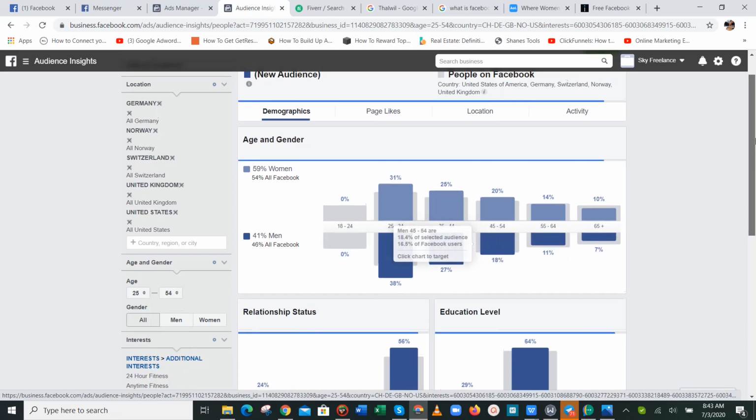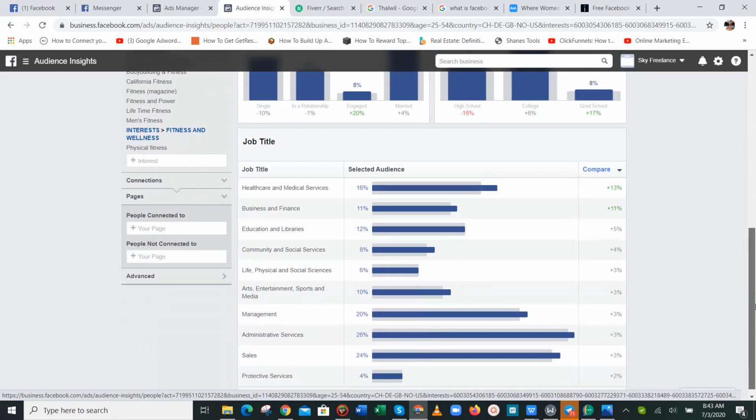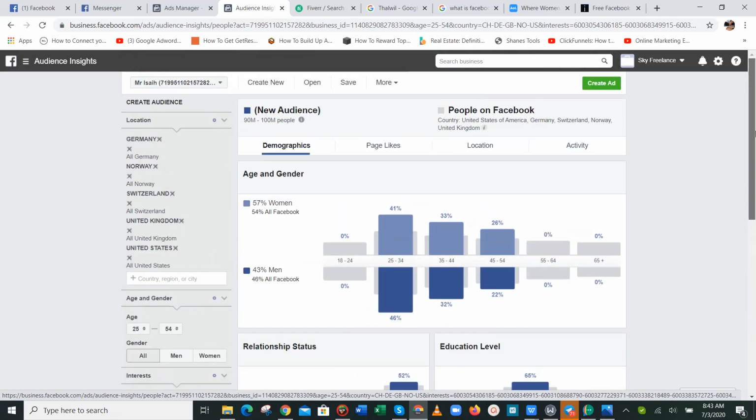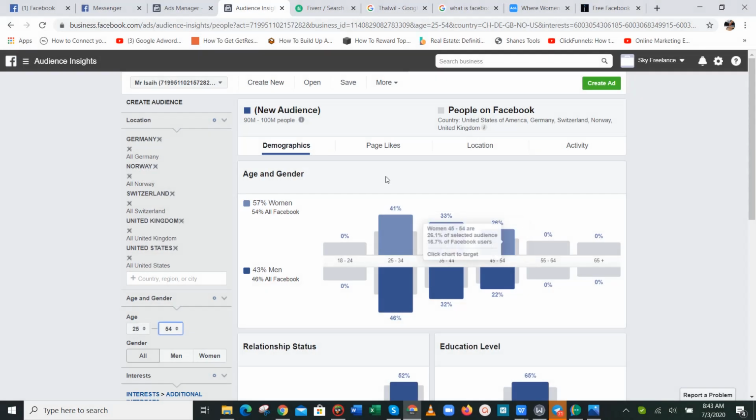So I've chosen it, so you can see it will narrow it down now. So you can see now. So now you can save it directly from here. You can save our audience directly from here, but I will show you some things now.